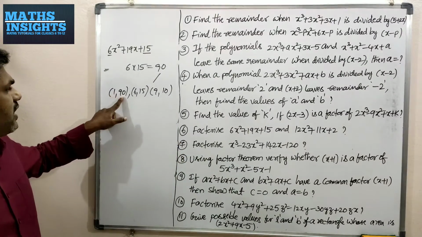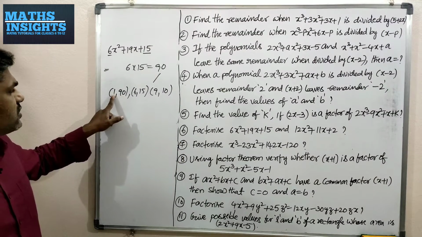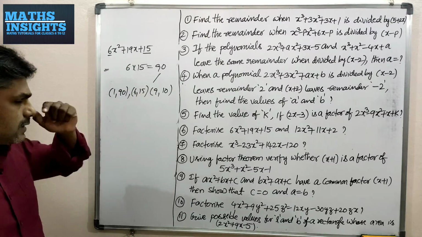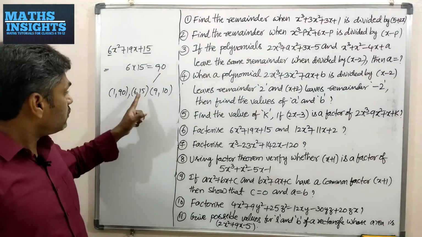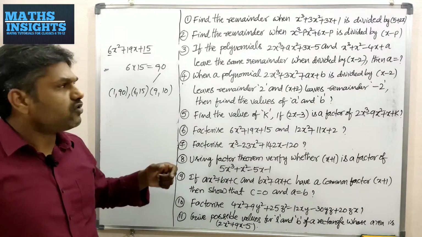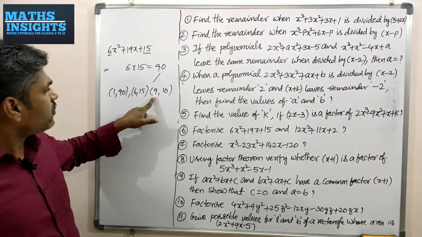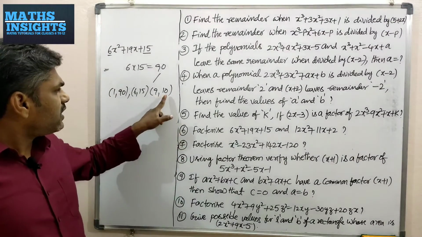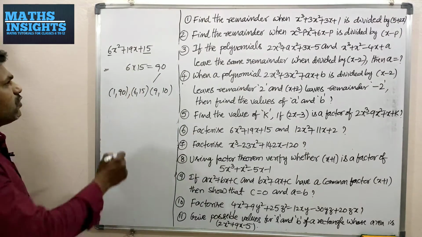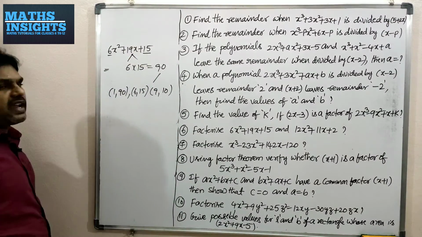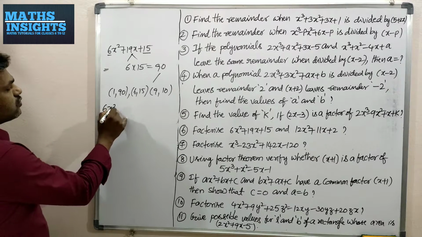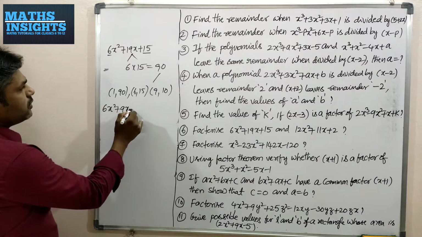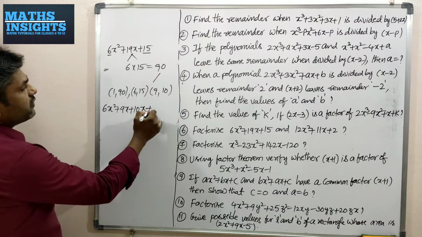See, when added you will get 91, and also by subtraction you will not get 19. So in this case also 15 plus 6 will become 21, and 15 minus 6 is 9, you will not get it. But in this case, if you add 9 and 10, you will get 19, and if you multiply 9 into 10, you will get 90. Therefore, I will split this 19x. I am splitting 19x as 9x plus 10x, so 6x square plus 9x plus 10x plus 15.